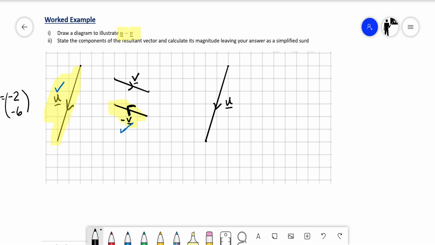Then I want to attach vector minus v onto the end of vector u. So the vector minus v, this vector here, is 3 to the left and then 1 up. So let's do that from the end of u. We're going to go 3 to the left and 1 up.